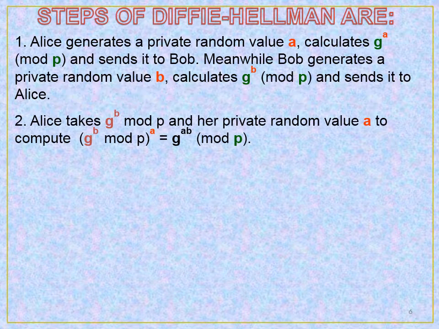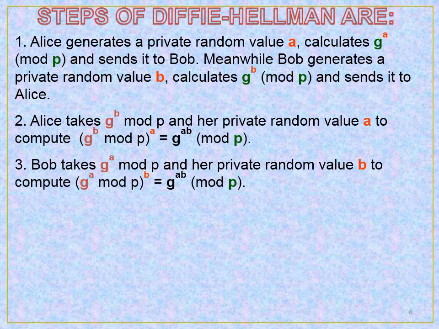In the second step, Alice will take the message sent by Bob, that is g raised to the power b mod p, and her private random value a to compute (g raised to the power b mod p) whole raised to the power a, that is equal to g raised to the power ab mod p. In the same manner, Bob will take Alice's message, that is g raised to the power a mod p, and his private random value b to compute (g raised to the power a mod p) whole raised to the power b, which is equal to g raised to the power ab mod p.